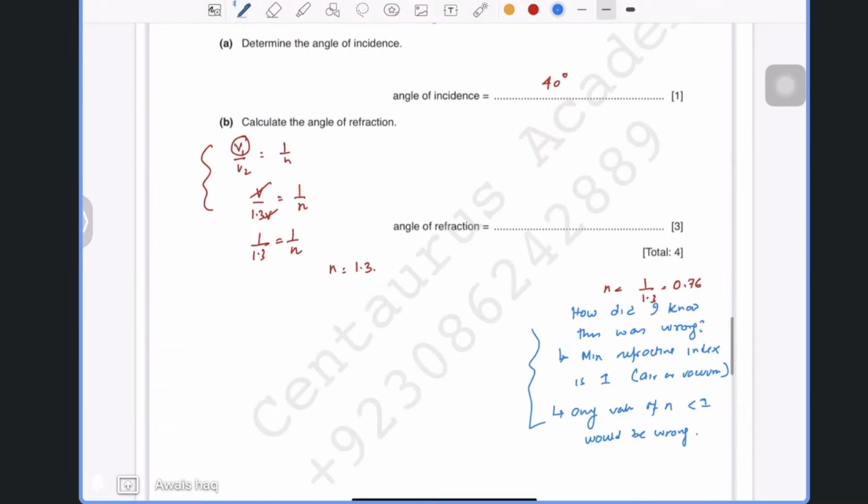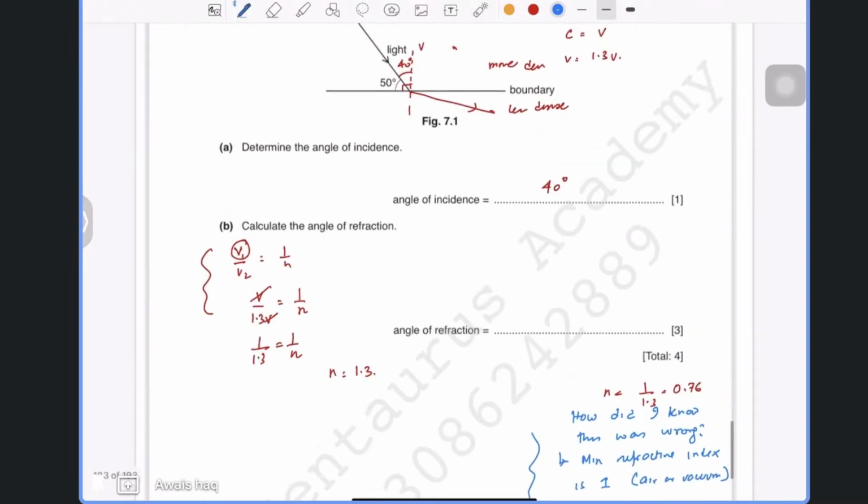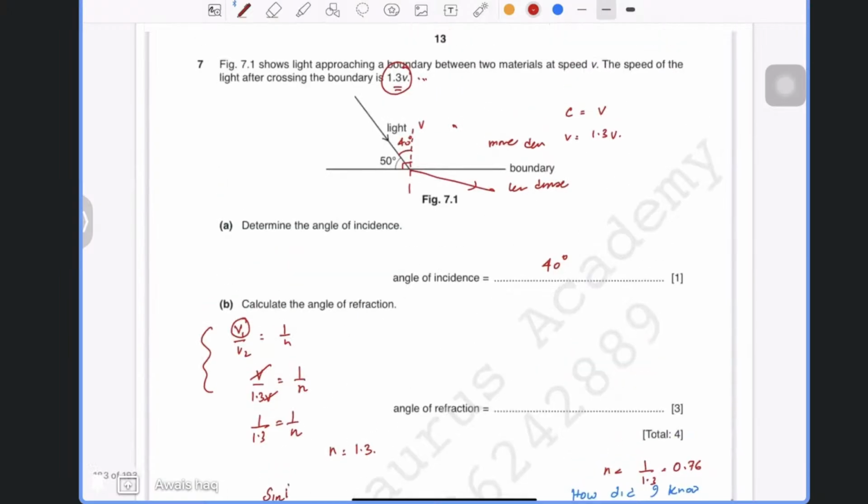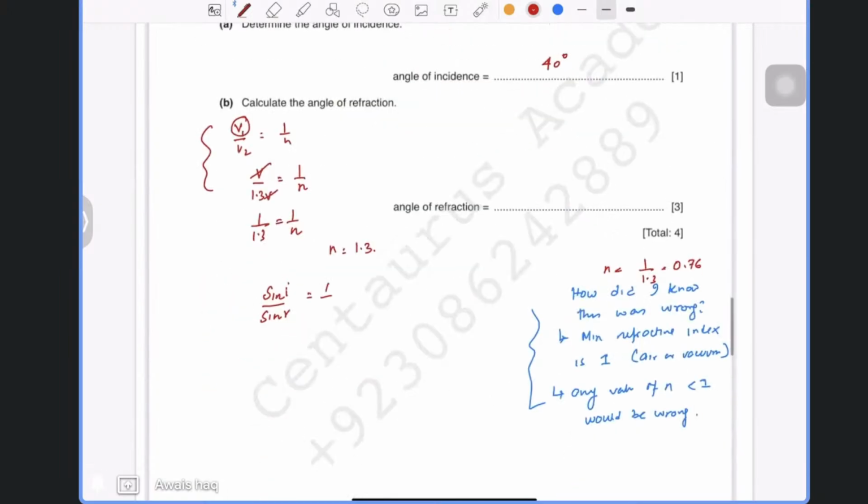Okay, now that we have the refractive index, we want to find the angle of refraction. So we're going to use the other formula: sine I over sine R, because it's going from more dense to less dense, so 1 upon n. Sine of I is 40 degrees. Sine of R we need, and that's going to be 1 upon 1.3. So sine 40 times 1.3 equals sine of R. Can you please find R for me?